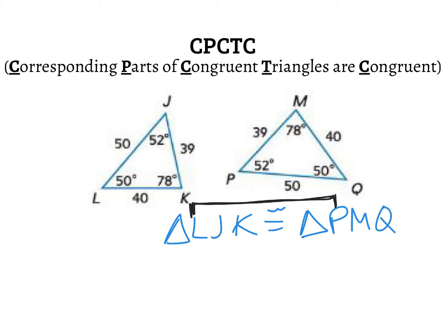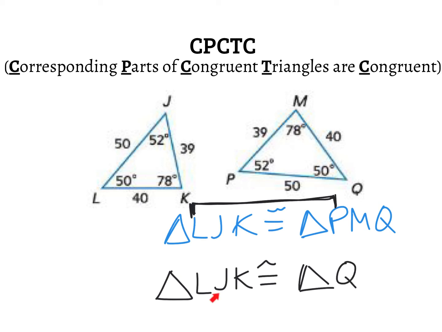So I'm going to start the first triangle by writing it as LJK. As I write the second triangle, I need to make sure that the corresponding sides and the angles go in the same order. So L is 50 degrees. That means that it corresponds with Q, so I need to put the letter Q first. Similarly, J, 52 degrees, corresponds with P, so I would put P next. And then lastly, angle K, 78, corresponds with M because it's also 78.